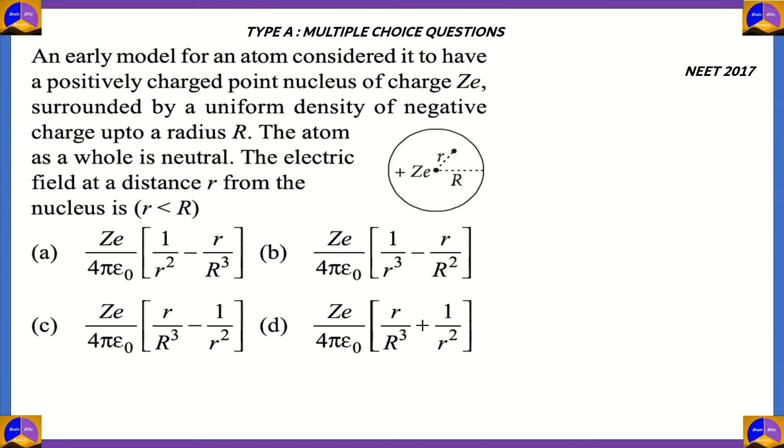Next question. An early model for an atom considered it to have a positively charged point nucleus of charge Ze, surrounded by a uniform density of negative charge up to a radius capital R. The atom as a whole is neutral, so you need to find the electric field at a distance r from the nucleus.